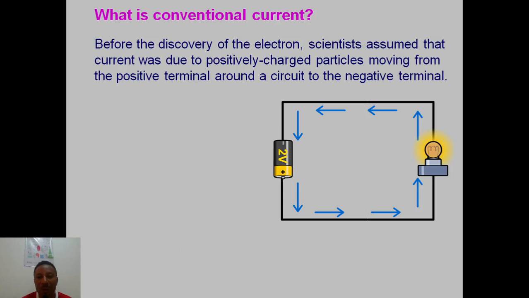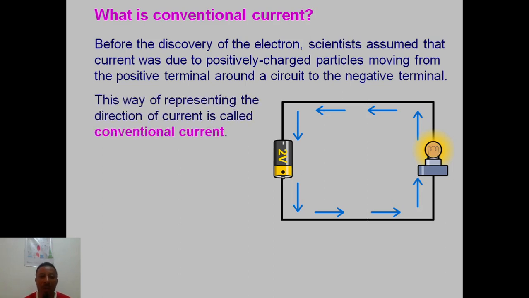What is conventional current? Guys, we are familiar with the fact that charges move from the negative to the positive because of course they are negative. But by convention, charges are described to move from the positive to the negative. Before the discovery of electrons, scientists assumed that current was due to positively charged particles moving from a positive terminal around the circuit to the negative terminal.